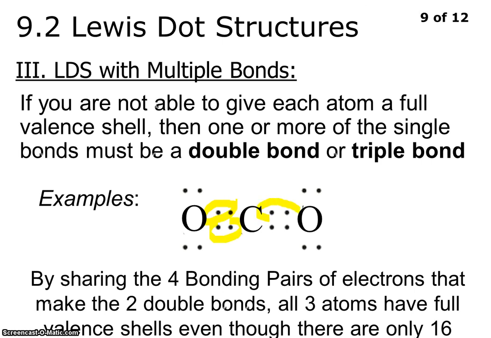And to the oxygen on the right, there's also a double bond, meaning 4 electrons are going to be shared between the carbon in the middle and the oxygen on the right. 4 other electrons are shared between the oxygen on the left and the carbon. So by sharing all 4 of the bonding pairs of electrons that make the double bonds, all 3 atoms in CO2 have full valence shells even though there's only 16 electrons available.